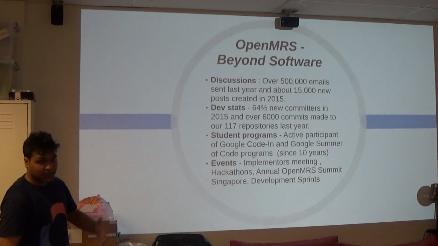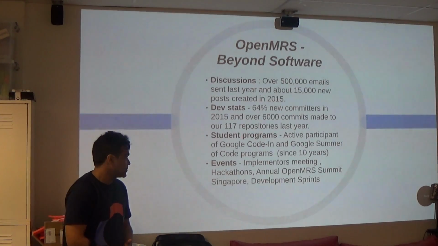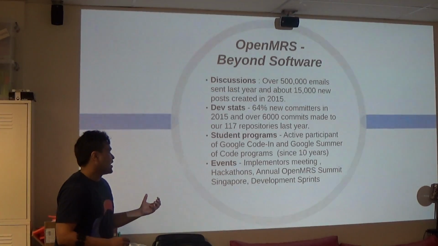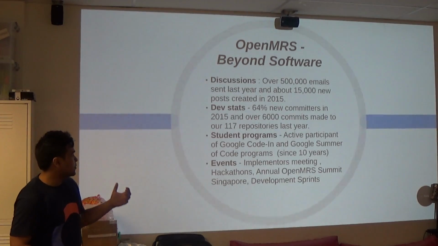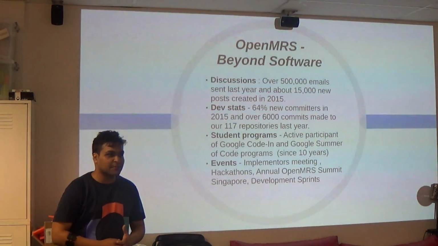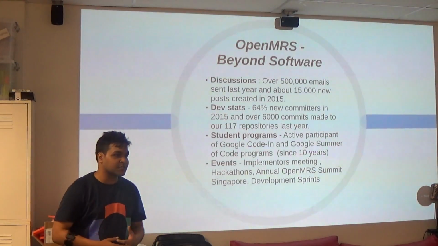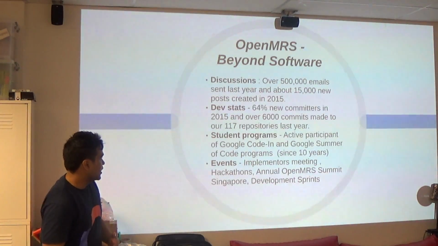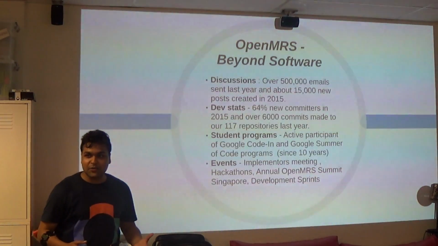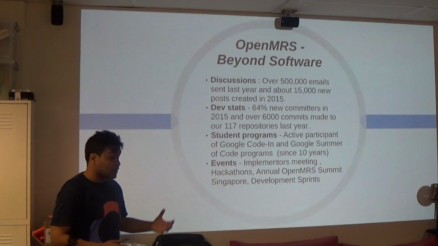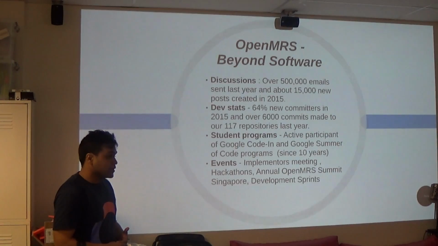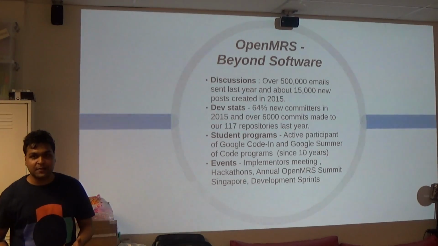I'm just putting up some numbers from our annual report now. We've had over 500,000 emails sent last year, and about 15,000 new posts created in 2015. The number is pretty big, so you can imagine the amount of community involvement and discussion that take place in OpenMRS. On the developer stats, we've had about 64% of new committers in 2015, and there are over 6,000 commits to our 117 GitHub repositories.